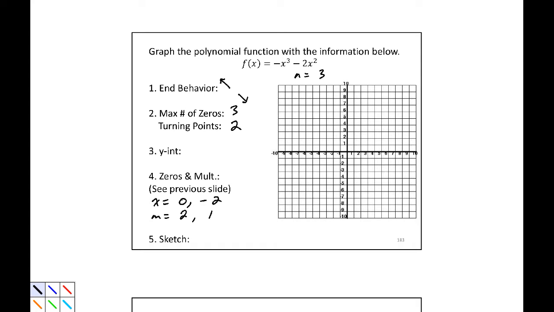Next, we can find the y-intercept by calculating f of 0. That would be negative 0 cubed minus 2 times 0 squared, which would be 0. So our y-intercept is the point (0, 0). Now we can put this all together and sketch. I know that my zeros are 0 and negative 2. My y-intercept is (0, 0), which I've already plotted.